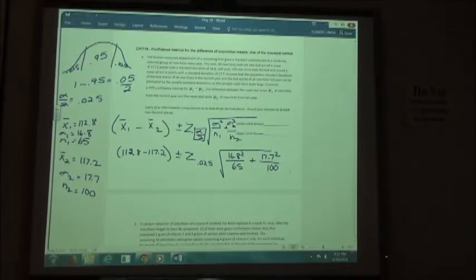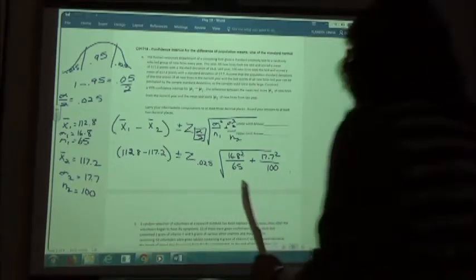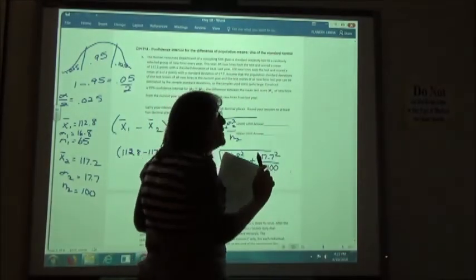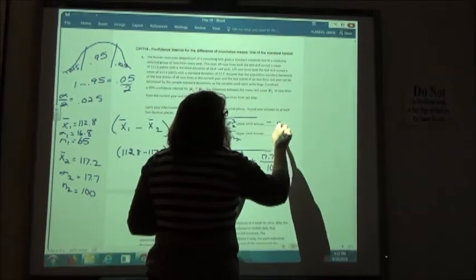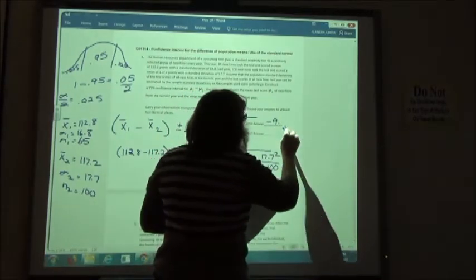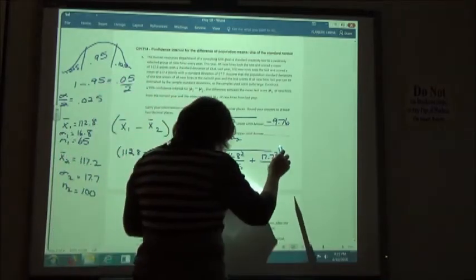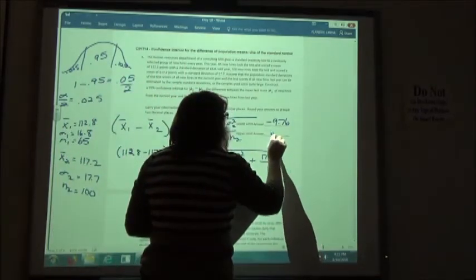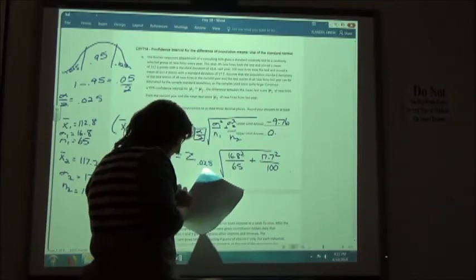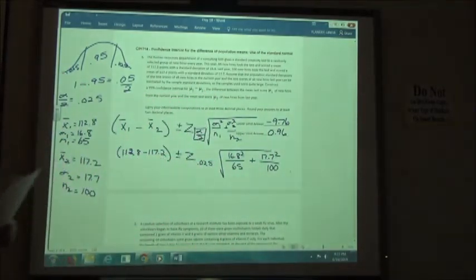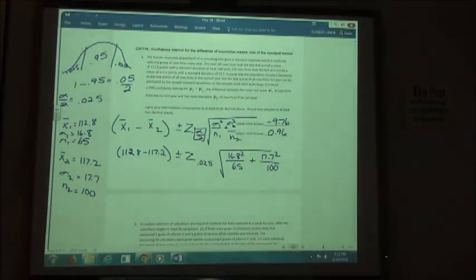So you'll have to go over to the left. My first answer to two decimal places is negative 9.76. My upper limit is 0.96. 0.96, okay?